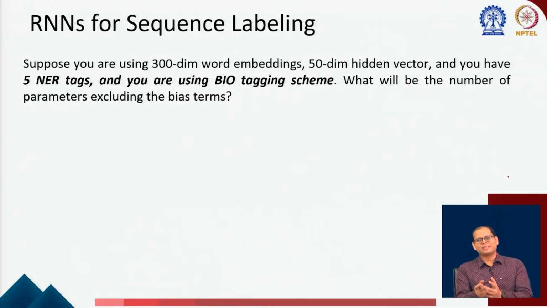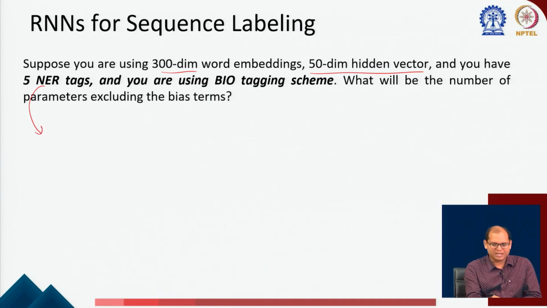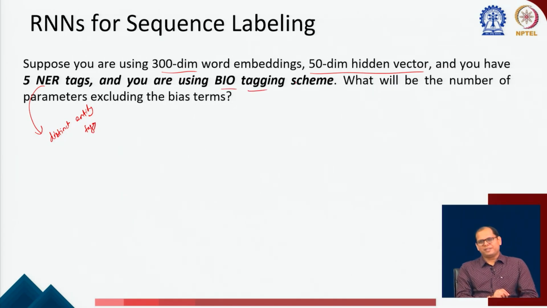Now similarly, if I give a slightly different problem, saying suppose you are using 300 dimension word embedding, 50 dimensional hidden vector, same, and you have 5 NER tags, right? So 5 distinct entity tags, and you are using the BIO tagging scheme. What will be the number of parameters? So what will change now?